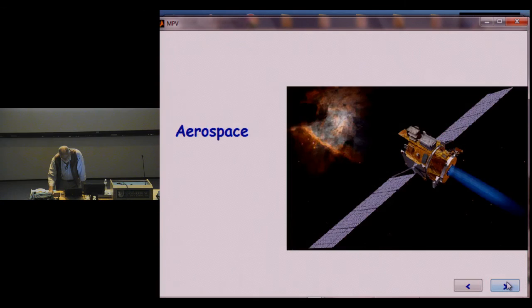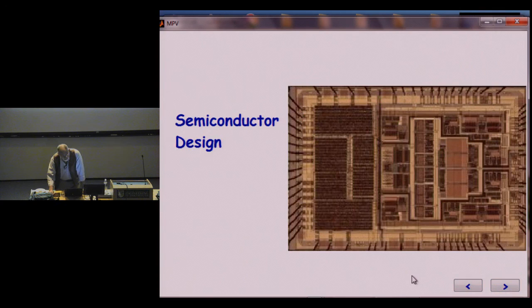Space vehicles. So the first system to leave the solar system had Simulink generated code on it. Semiconductor design. Here now you simulate the device, and then you can generate the VHDL that's used to actually build the device.